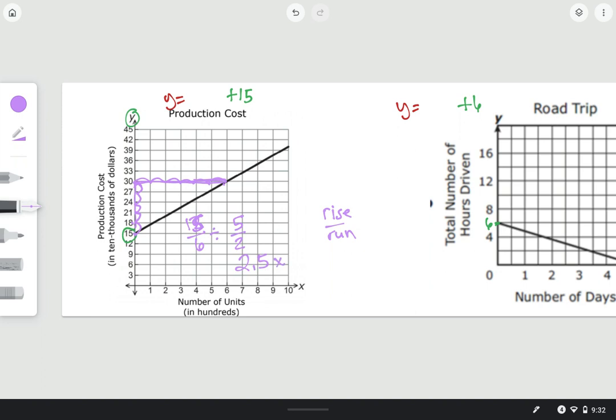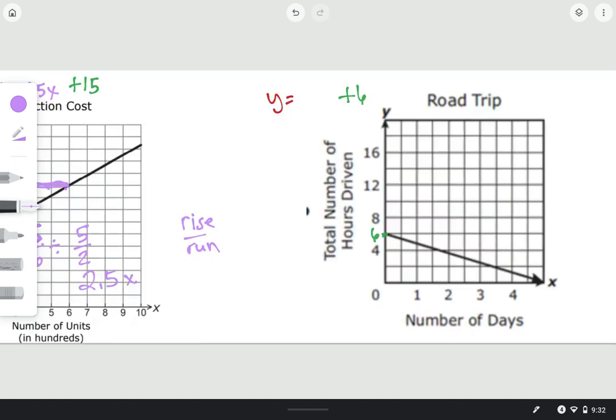Okay, once you get your rate, we always attach the x. So 2.5x. Again, if you left it as 5/2, it would not be wrong. Okay, so that is the first graph. So let's go over here to the second graph.